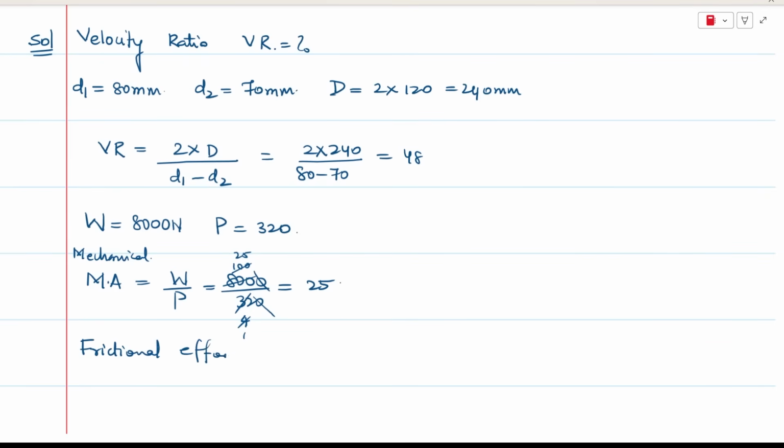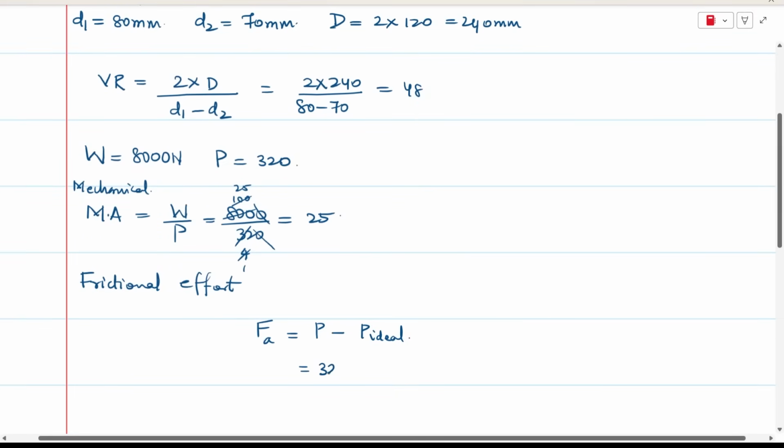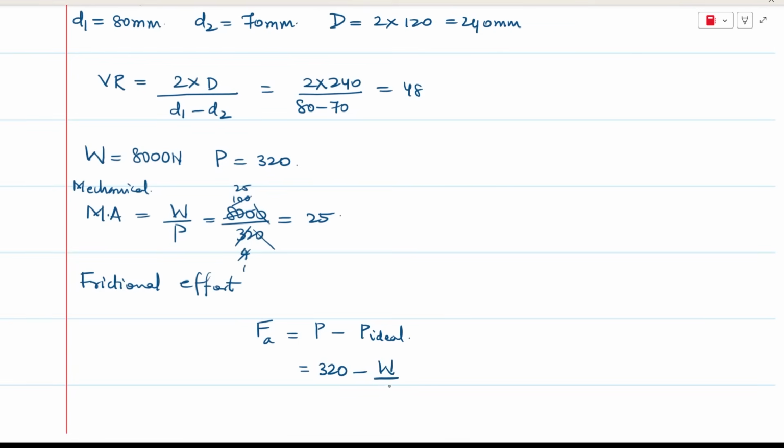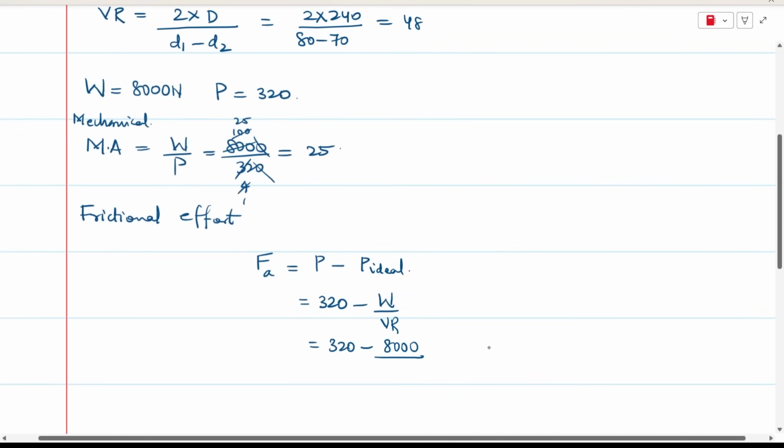Frictional effort, let's say it is F subscript A, which is equal to actual effort minus ideal effort. The actual effort is 320. The ideal effort is W divided by the mechanical advantage, or the velocity ratio, which is predefined, not for the given instant. The mechanical advantage is for the given instantaneous value when the machine is loaded. So this is W divided by velocity ratio: 320 minus 8,000 divided by 48.